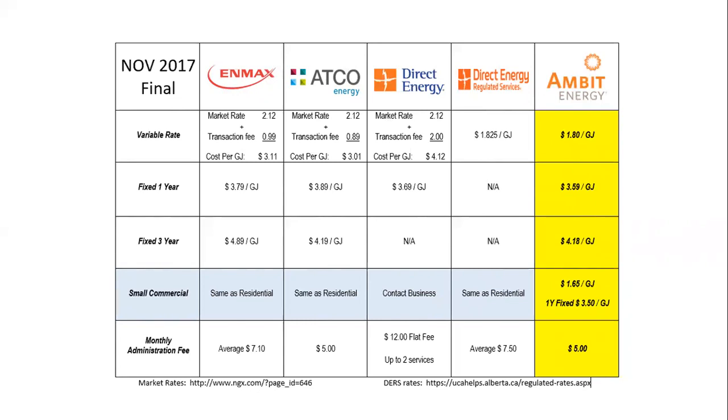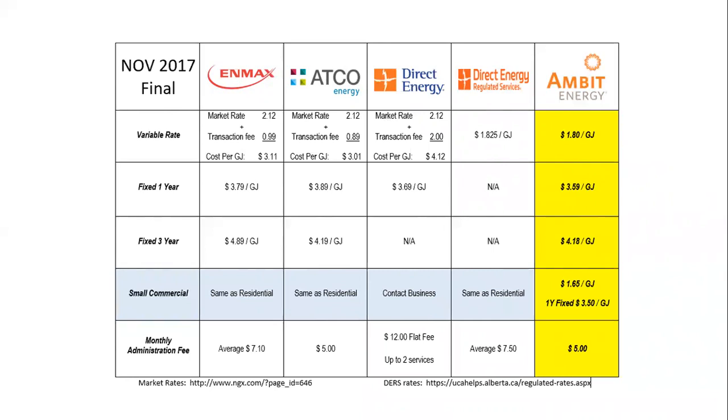So this is November. This is when we first came in. Direct Energy Regulated Services had their price at 1.825 a gigajoule. Ambit just came in at $1.80. Our product team felt that that was a very good price to settle at, and we would stay competitive, and they were right. We've been competitive for the last 5-6 months. Not only have we beat the market rate for the vast majority of these companies, we didn't have a transaction fee, but that's the variable.